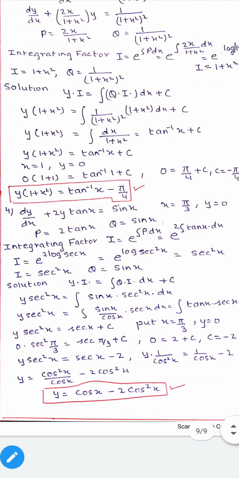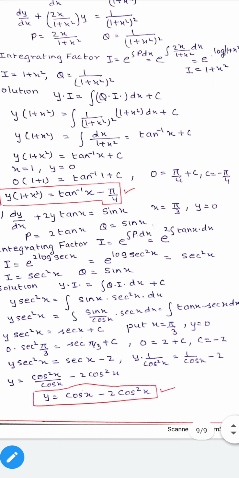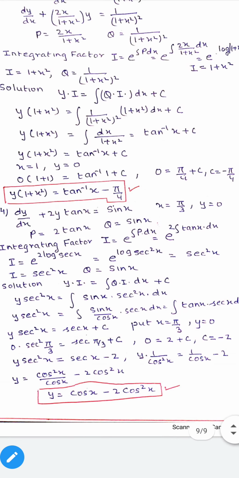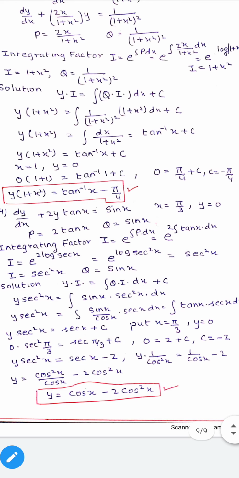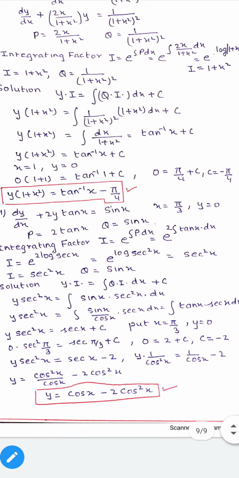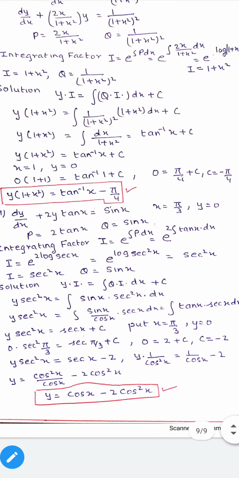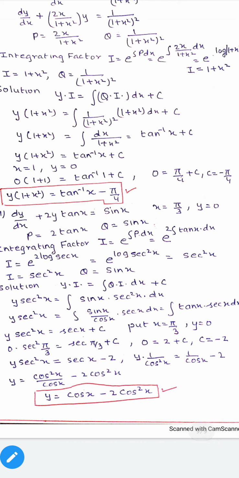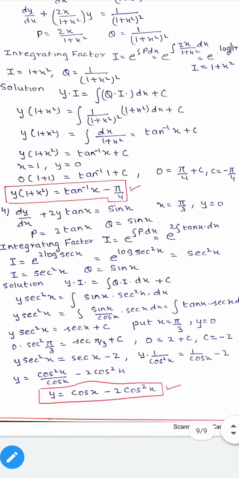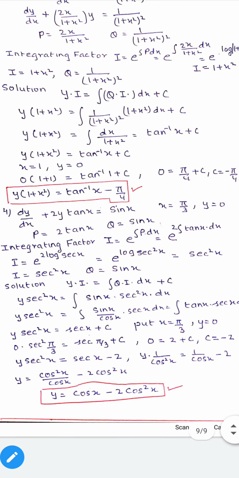Then y into sec square x is equal to integral sin x into sec square x dx. Now one of the sec x is used with sin x as 1 upon cos x. We get y into sec square x is equal to integral sin x upon cos x into sec x, that is tan x and sec x. Integral of sec x tan x is sec x. So we get the solution y sec square x is equal to sec x plus c.